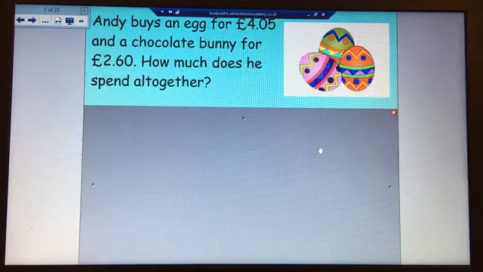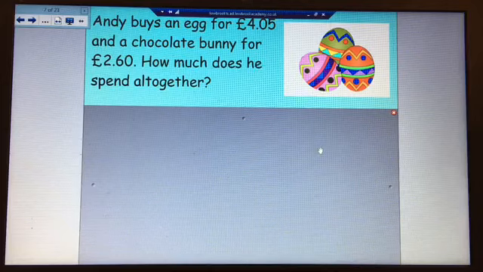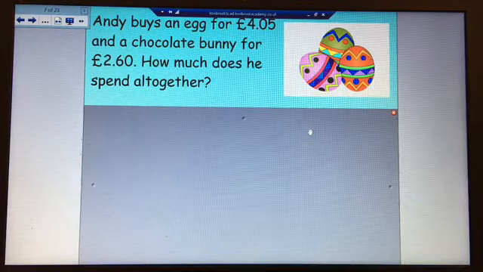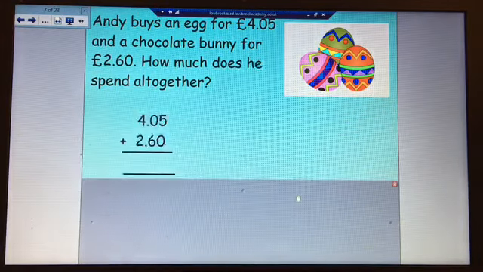Okay, so question number 1. Andy buys an egg for £4.05 and a chocolate bunny for £2.60. How much does he spend altogether? Usual drill, pause at this point if you want to crack it on your own. If not, I'll go through it. So we have to add £4.05 and £2.60. Nice little column addition.